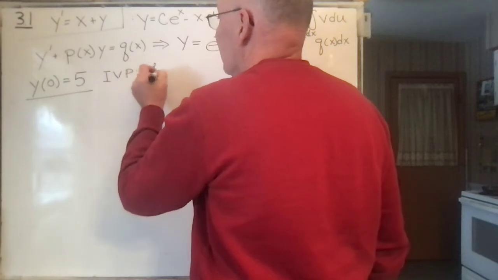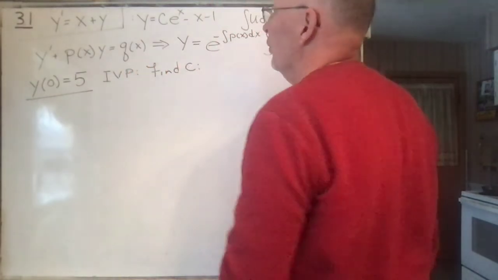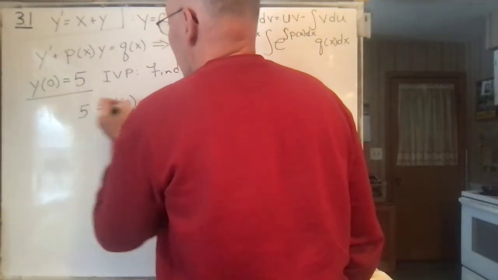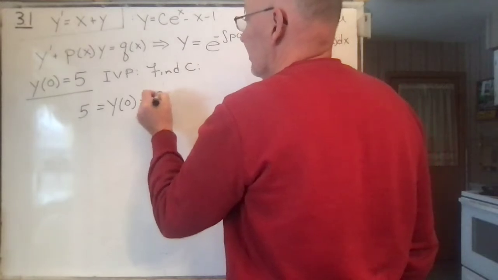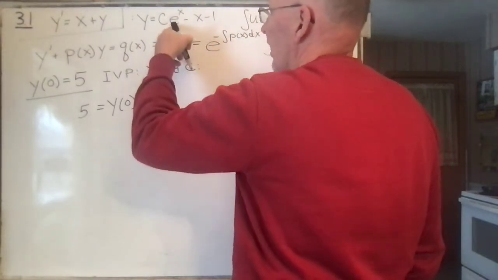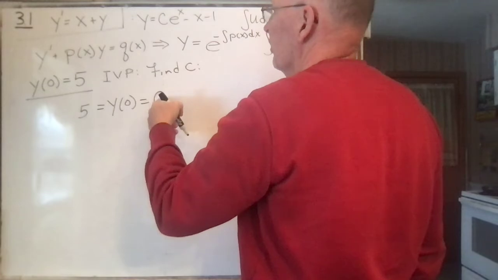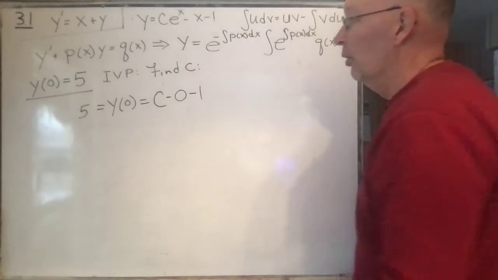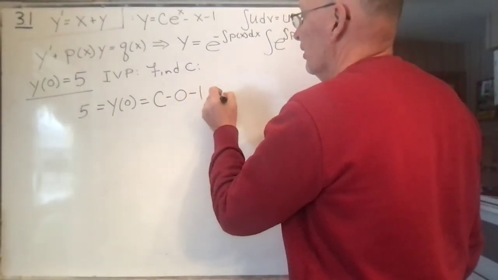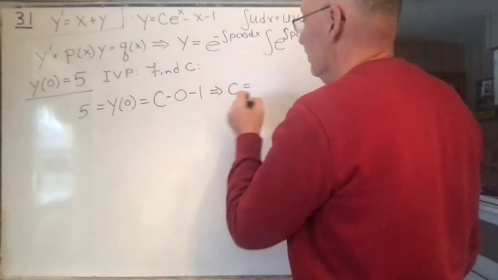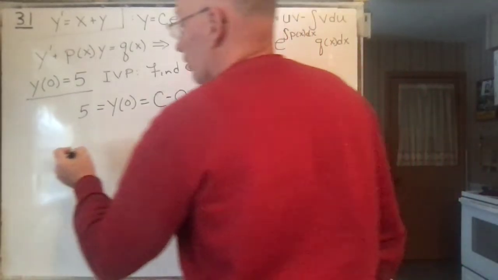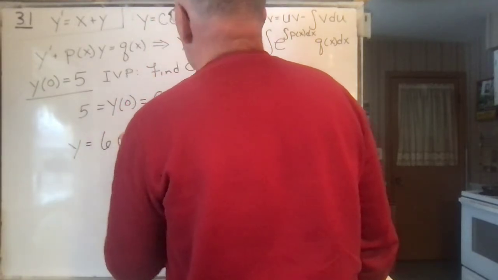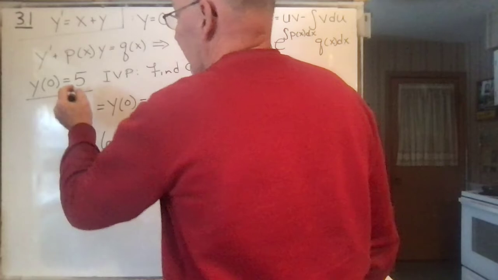And so find c. How do we find c? Well, I know that y of 0 is equal to 5. And if I stick a 0 in here, I'm going to get c minus e to the 0, which of course is 1. So it's just going to be c minus 0 minus 1. So solve that for c, and you're going to get what? c is equal to, bring the 1 over, c is equal to 6. So here is your solution to this initial value problem.